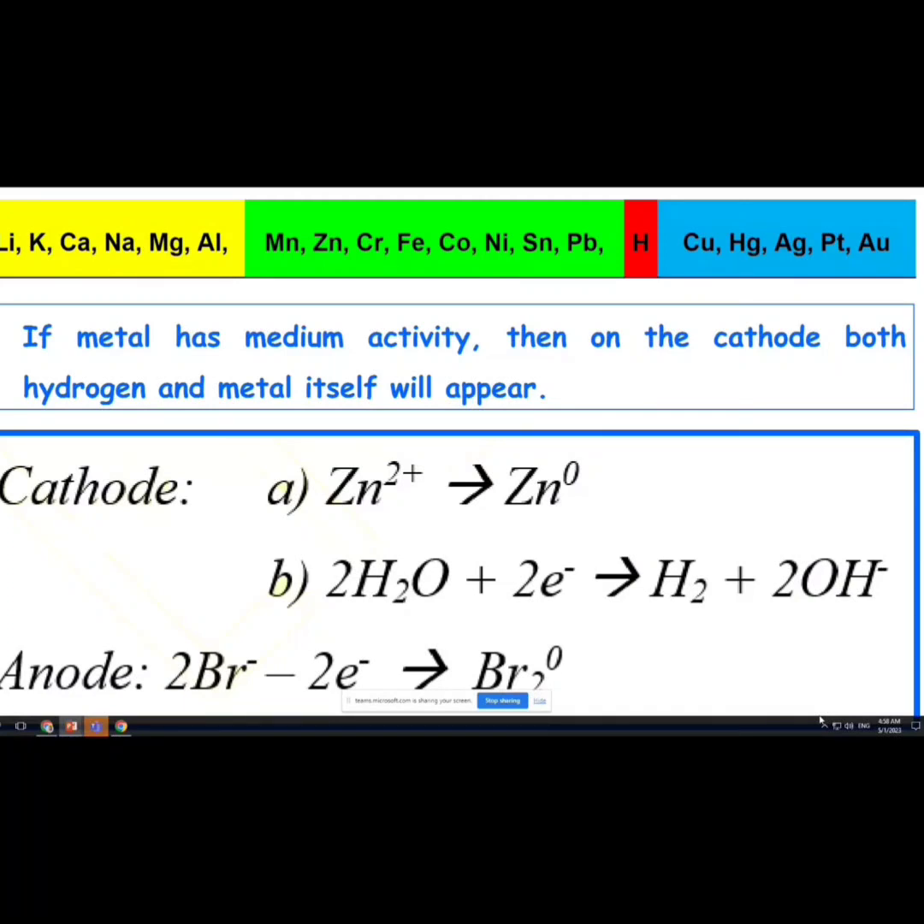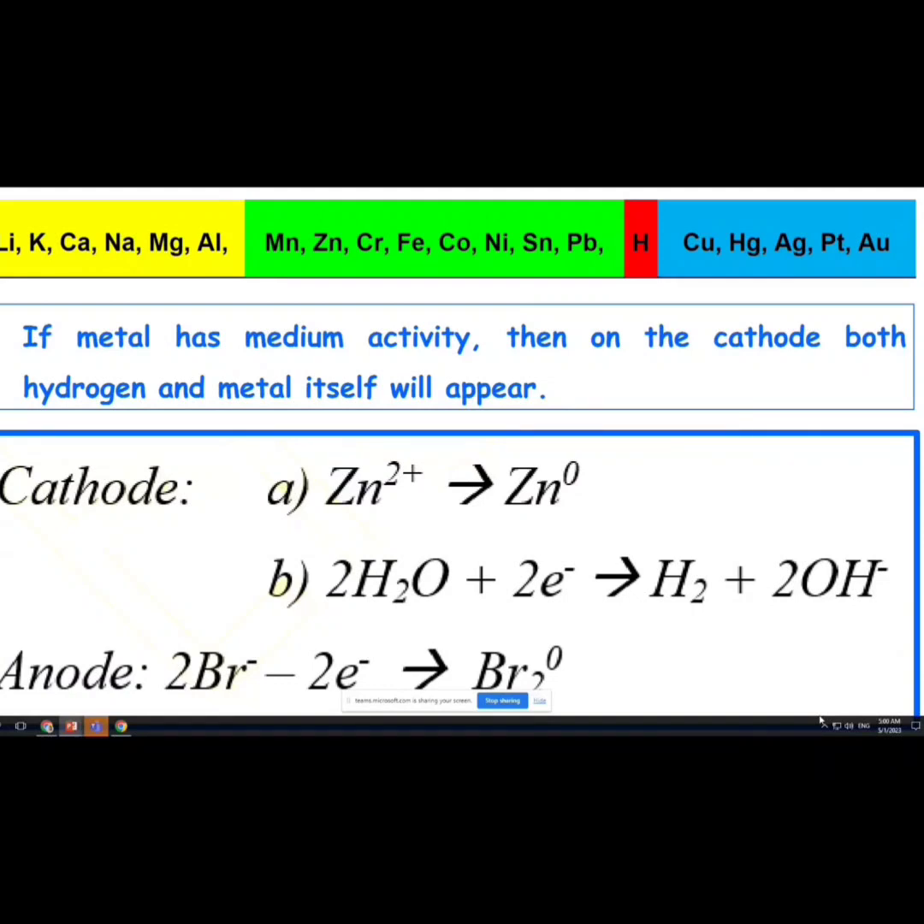This metal itself will appear. With sodium, it will not come, only hydrogen. In our case, zinc will come. So this zinc is a cation, and the cation will come to the cathode. Zn 2 plus, to become 0, needs 2 more. It will take 2 electrons and become zinc 0. But it's not very passive, it's at the medium activity. It's active enough, that's why the second process also will come.